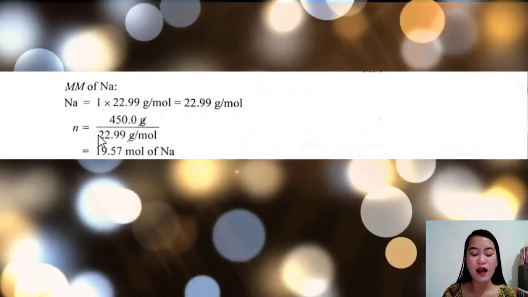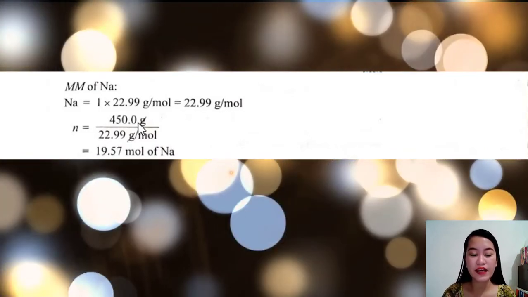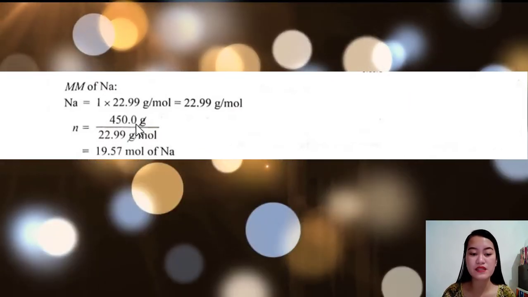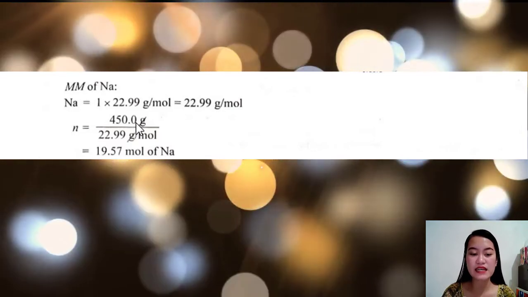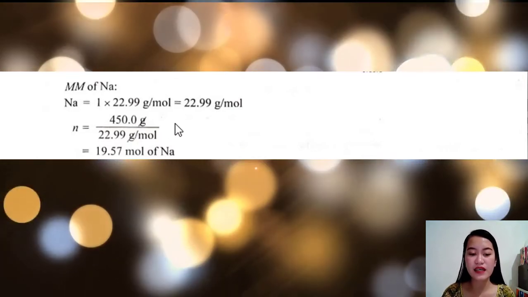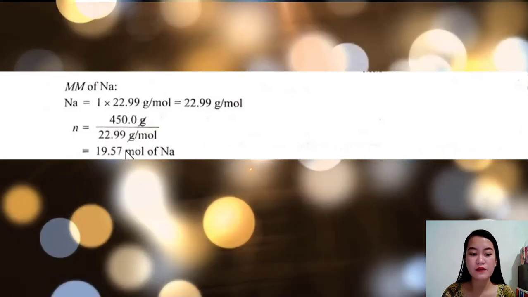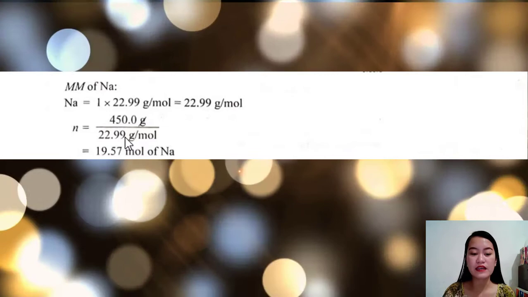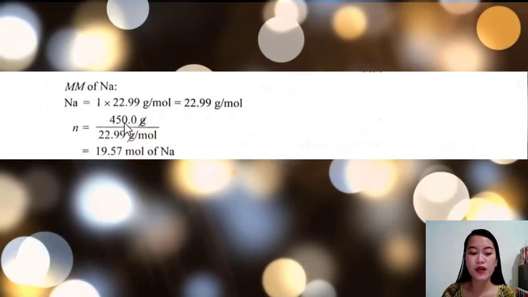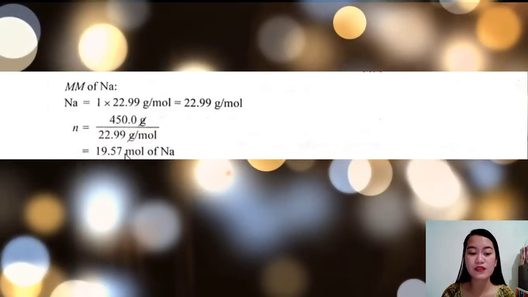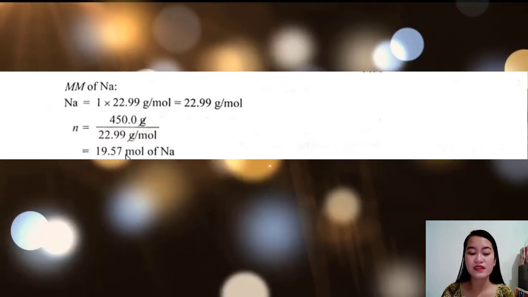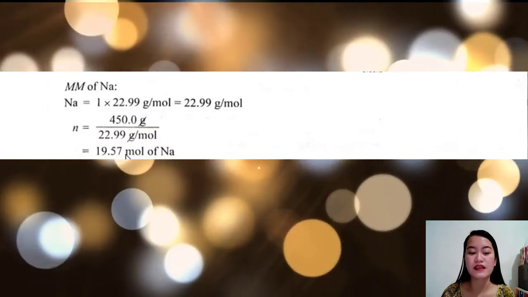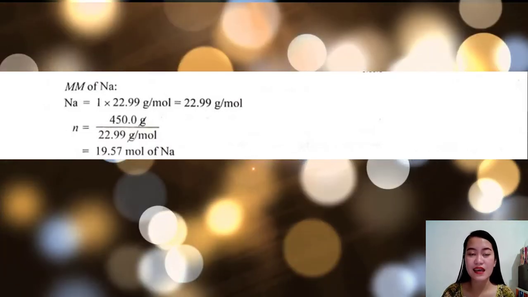Okay, so yan yung kanyang individual mass. Okay, next, how about the mole of Na? Okay, we have 450.0, yung given kanina na nasa taas, and then divided by the individual mass of Na, we have 22.99 gram per mole. Okay, if we divide 450 by 22.99, the answer is 19.57 mole of Na. Okay, so that is the answer.